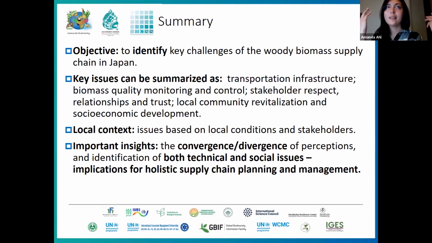For example, how to handle a forest in a sustainable way. And yeah, we identified both technical and social issues. So everything from biomass quality to just trust and respect of the forest. So this can mean a lot, I think, for supply chain planning.